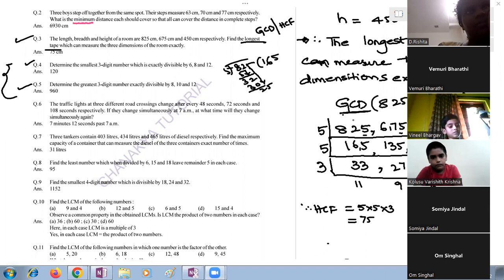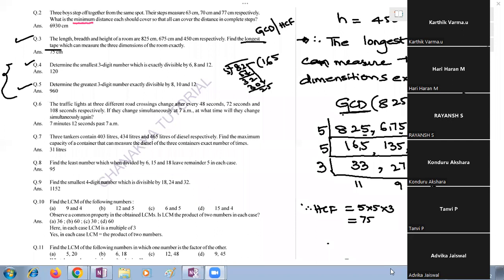Just a minute, children. Give me a minute. Ma'am, what are co-primes? Numbers which have only one as the common factor.